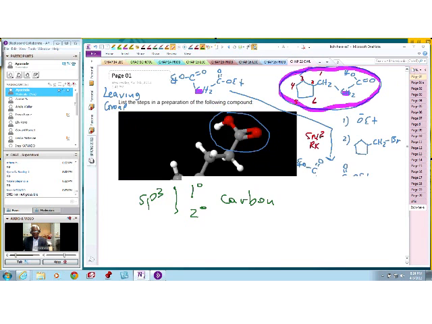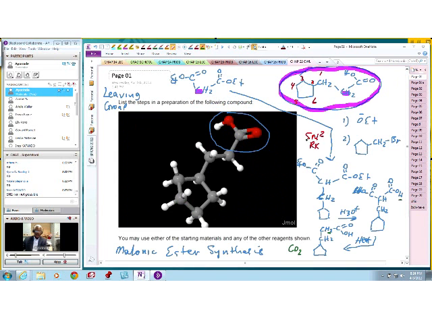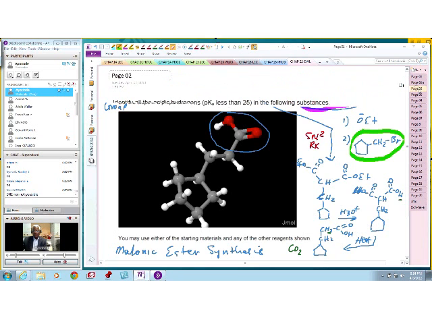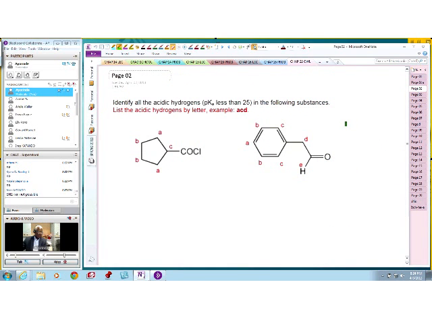So now, going back to this question here, the question they asked us was what would be the alkylating agent. In this case, this is the alkylating agent right here. Okay, let us go to question number 2. Natalia, go ahead and read this question for us. Identify all the acidic hydrogens, pKa less than 25, in the following substances.